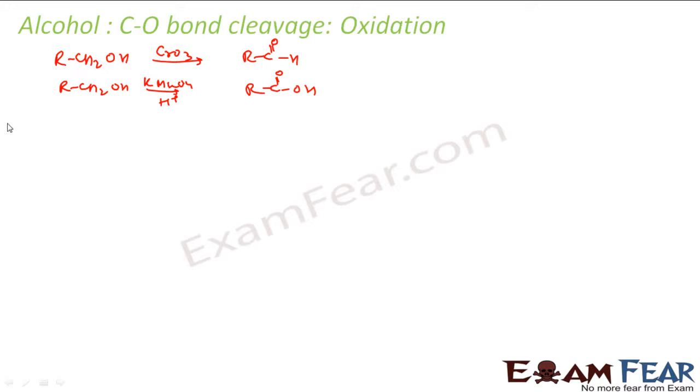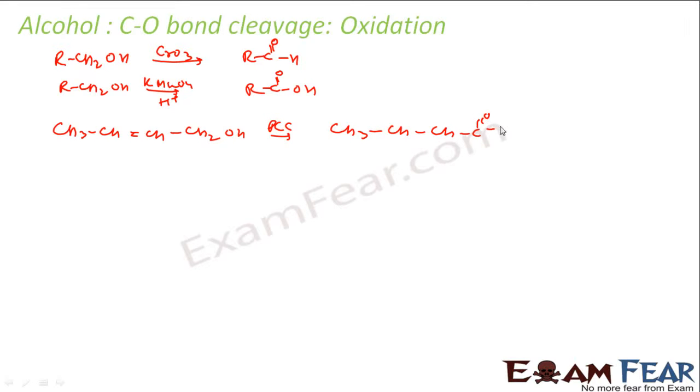So let's see more reactions. I have CH3, CH, double bond, CH, CH2OH. I add PCC. It's a weak oxidizing agent. So what will happen is, I'll get something like this, COH.